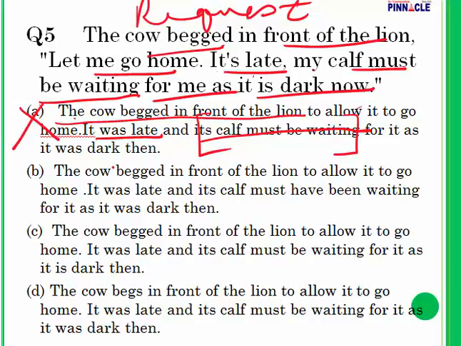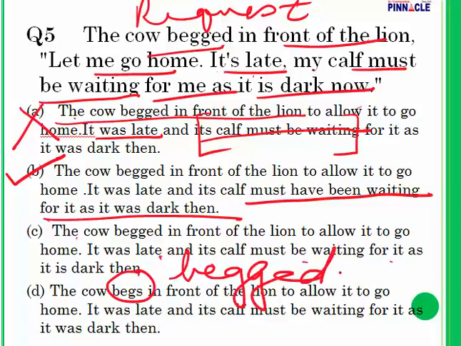Let's look at B. The cow begged in front of the lion to allow it to go home. It was late and its calf must have been waiting. Here the tense has been changed for it as it was dark then. This could be an answer. Part C, the cow begged in front of the lion to allow it to go home. It was late and its calf must be waiting for it as it was dark then. Now in part C, now has been changed to then. Part D, the cow begs, here begs has been used, but instead we had to use begged, so part D also gets eliminated.